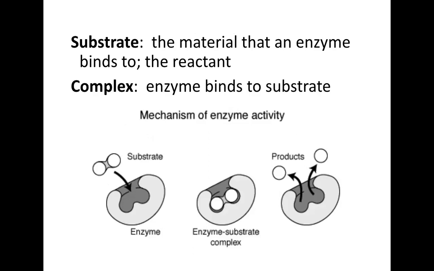Okay. So the substrate is the material that an enzyme binds to, which is also known as our reactant. That was another vocab word. The complex is when the enzyme binds to the substrate. So it is possible that you would see something like this. Okay. So here's your substrate. Here's your enzyme. When they come together, that makes your complex, which is known as the enzyme substrate complex. And at the end, we get our what? Our product. Remember back to bacon and cake.